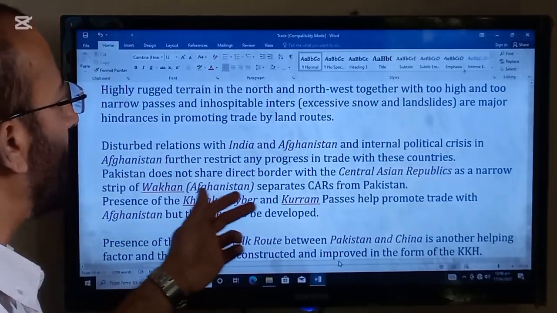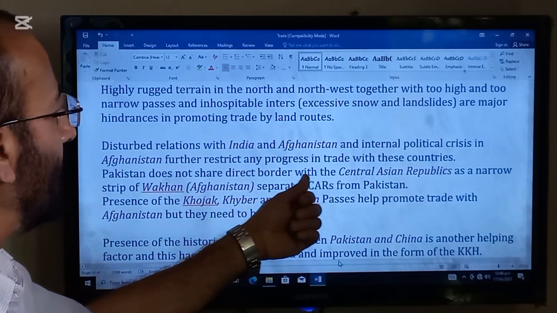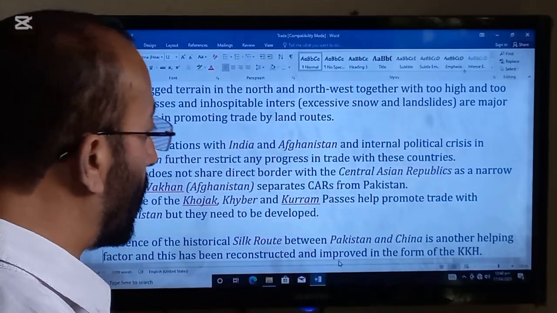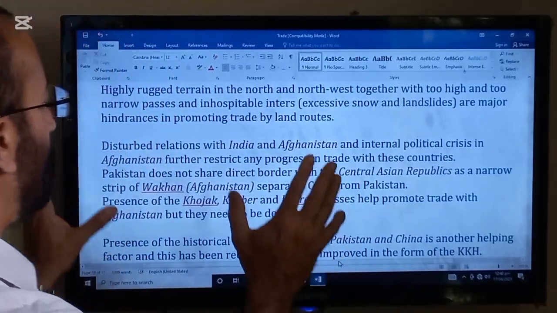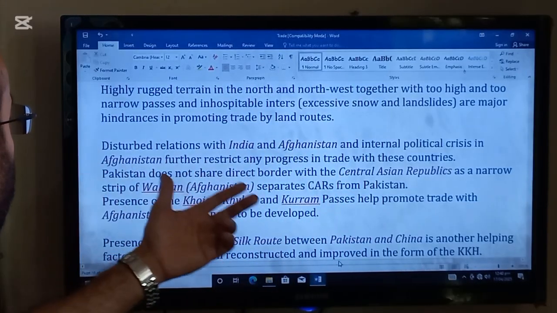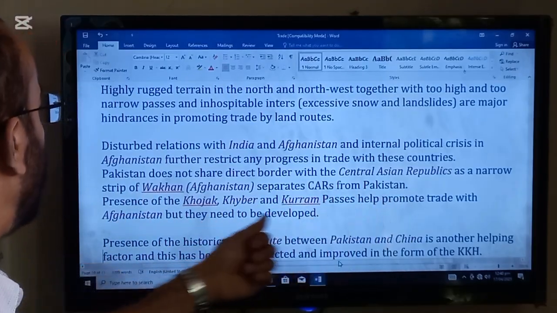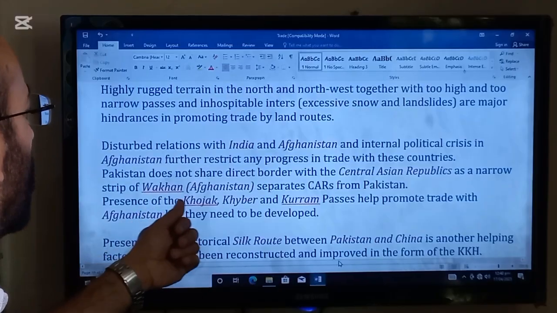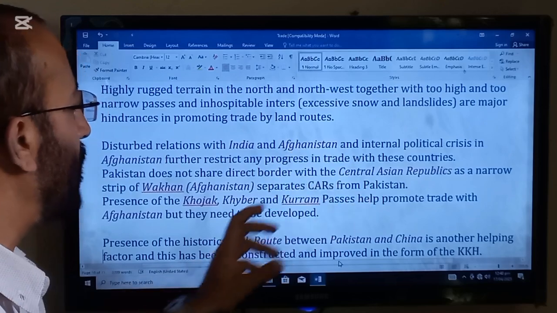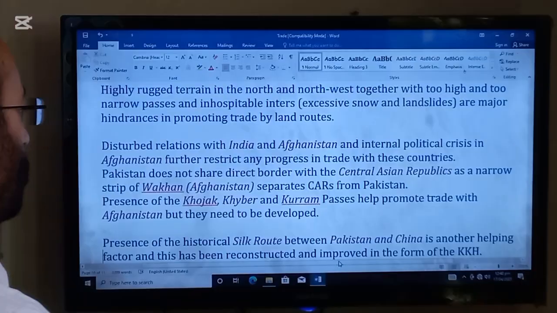Disturbed relations with India and Afghanistan and internal political crisis in Afghanistan further restrict any progress in trade with these countries. So Afghanistan and India are hostile partners. Due to these reasons, Pakistan's trade is hindered with those countries. Pakistan does not share a direct border with Central Asian republics as a narrow strip of the Wakhan, Afghanistan, separates them from Pakistan. So this is the reason that we do not have much trade with Central Asian republics, because we are not in direct contact with them.